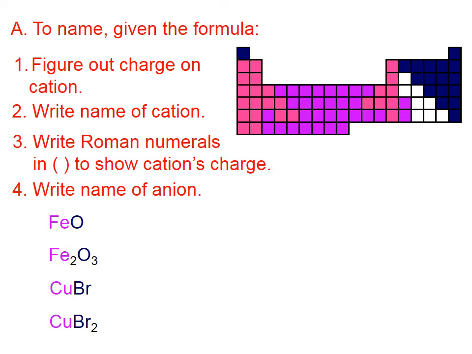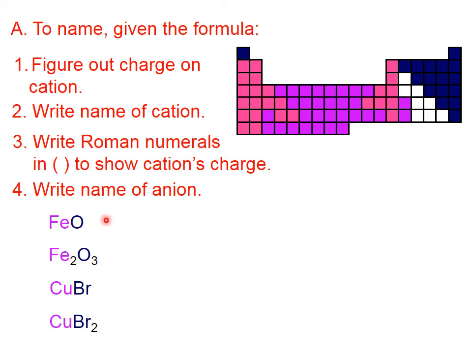To name compounds with variable charge cations, if we're given the formula, here's what we need to do. We need to figure out the charge on the cation. Then we need to write the name of the cation. And thirdly, we need to include Roman numerals in parentheses to show the charge on that cation. And then we write the name of the anion.